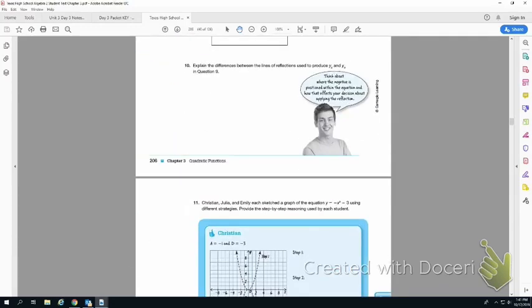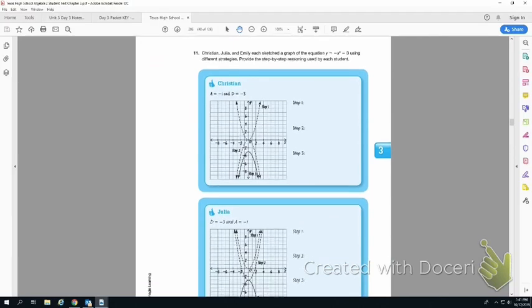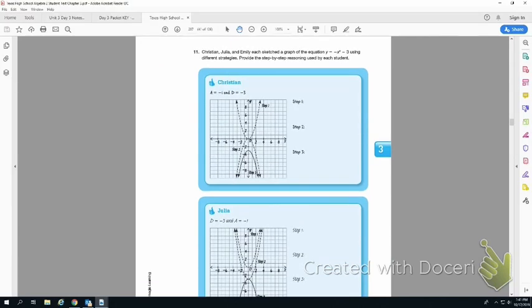I'm going to skip that part right there because I don't like it. So go find this spot right here where you start to see it's green on your paper, it's blue up here. This has a certain equation at the very top, negative x squared minus 3. It says that these three people use different strategies to provide the step-by-step reasoning by each student. This first person, step 1, starts by graphing the parent function.